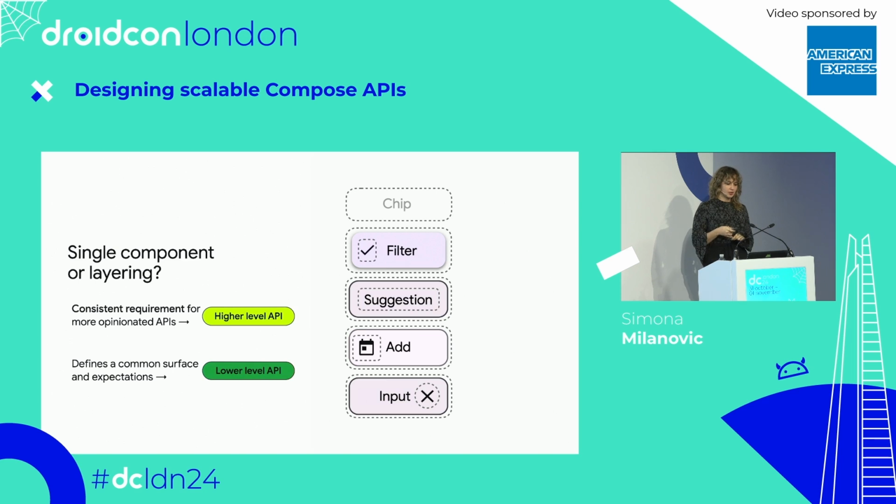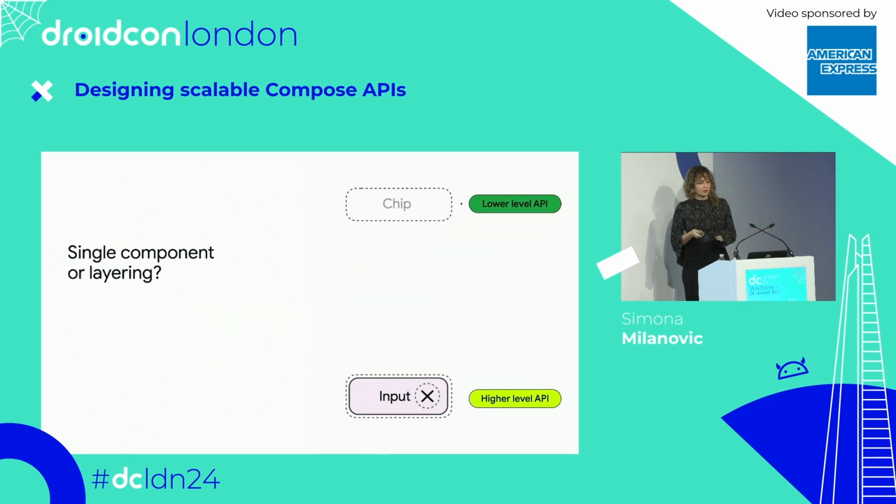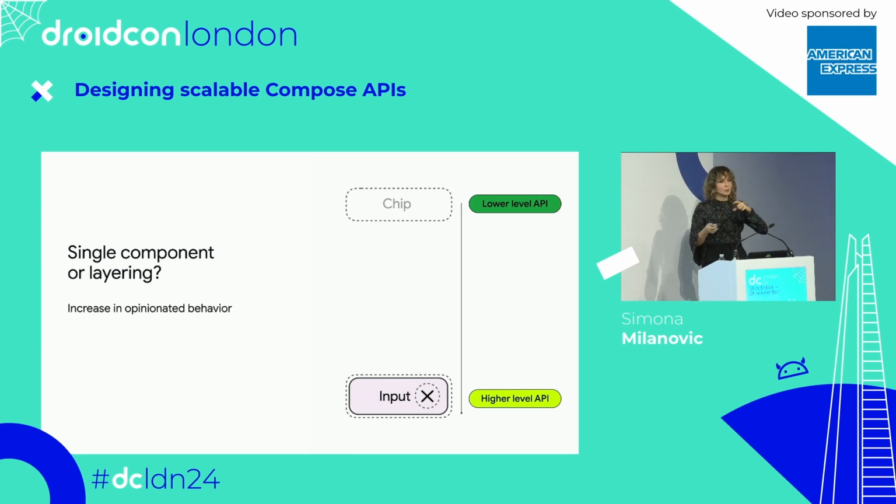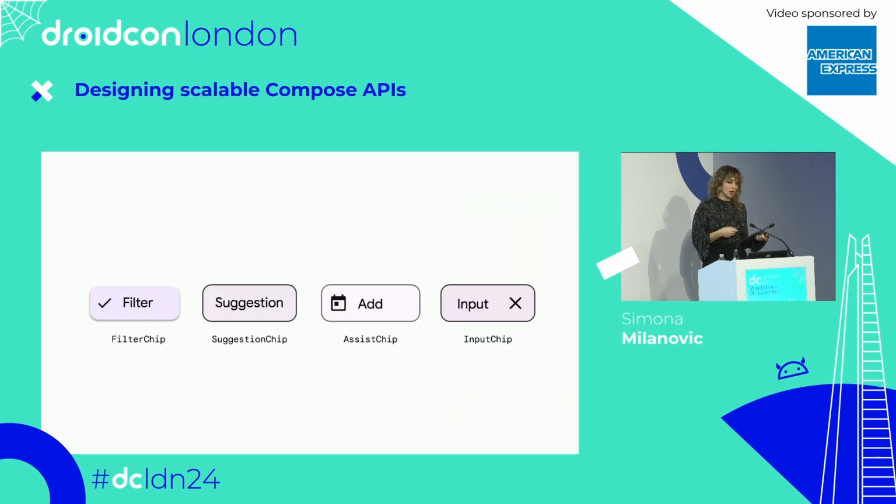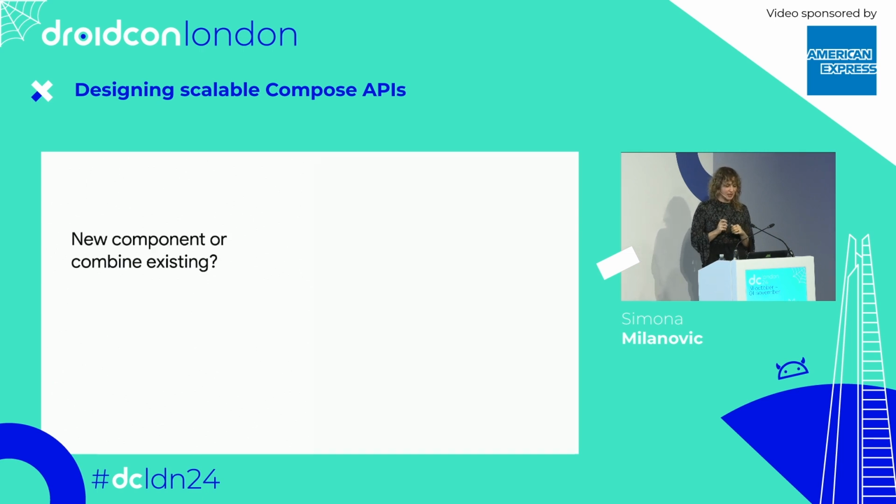Simpler low-level components like this should be more open for customization, which means that we're going from lower-level to higher-level composables. There is an increase in opinionated behavior ingrained and a reduction of open customizations. And that's how we opted for new layers of assist, input, and suggestion chips. Layering decisions like this are closely coupled with your design requirements, so try to make an informed decision where to draw this design line, which can sometimes be a bit vague.